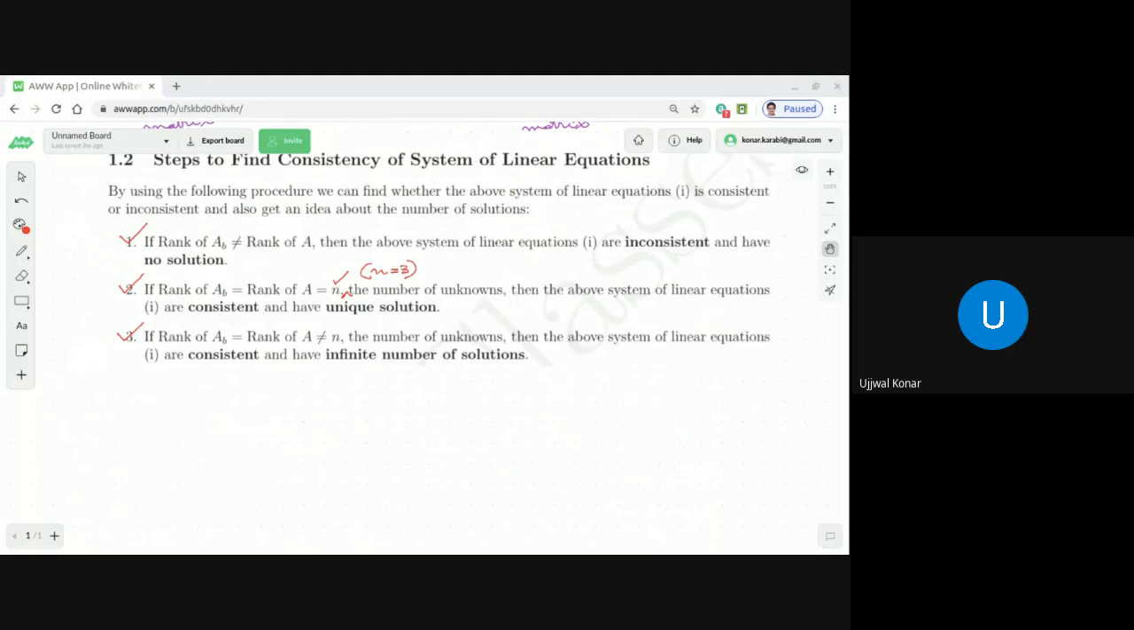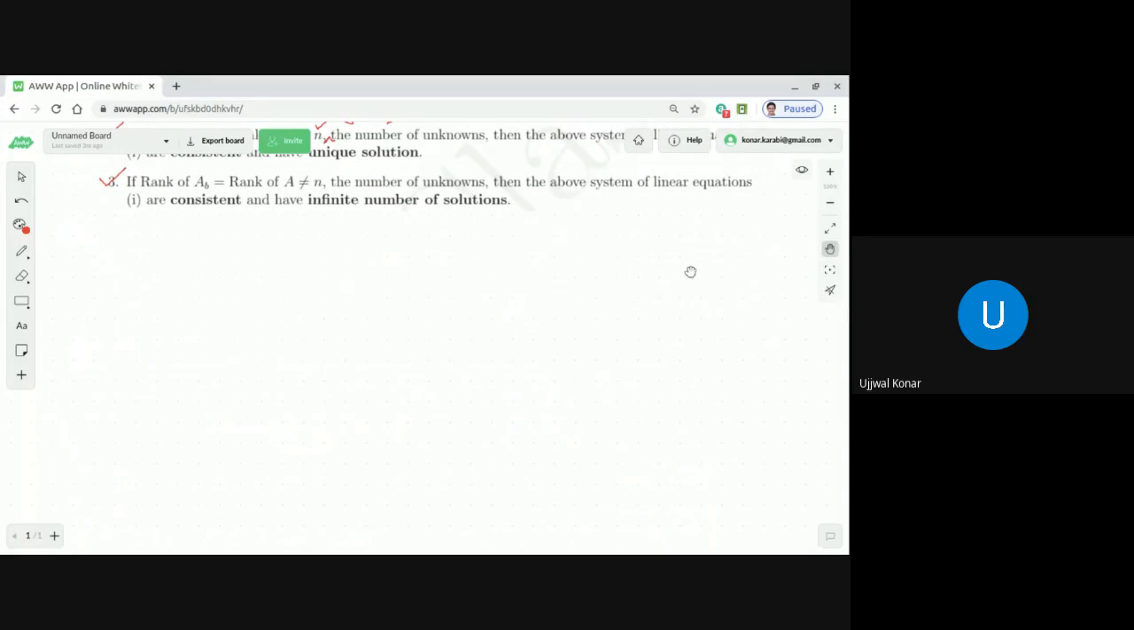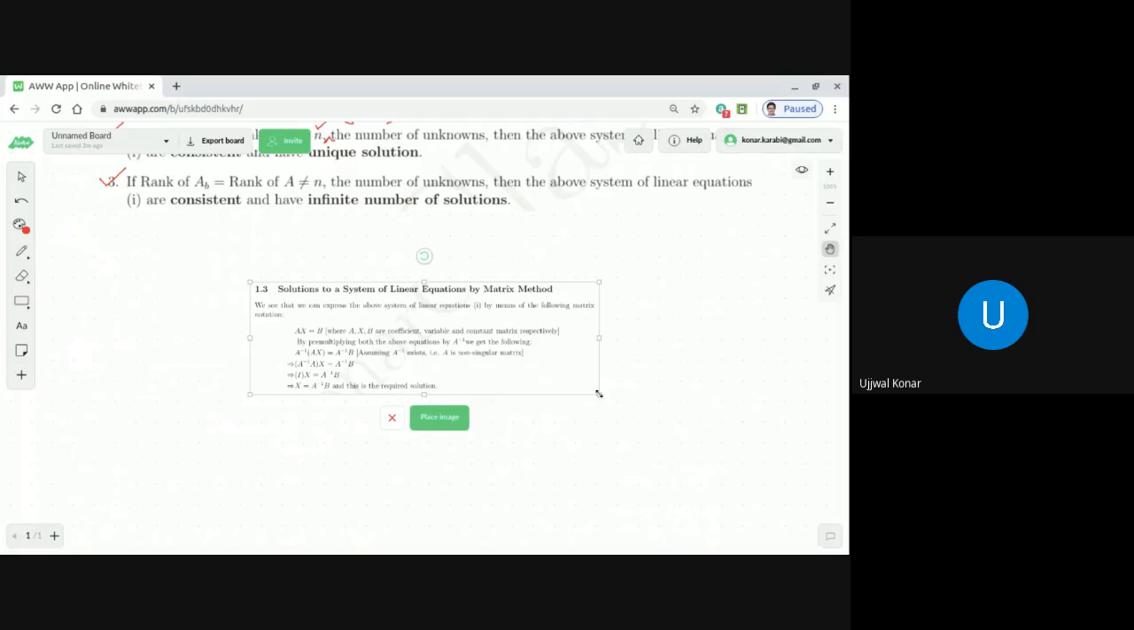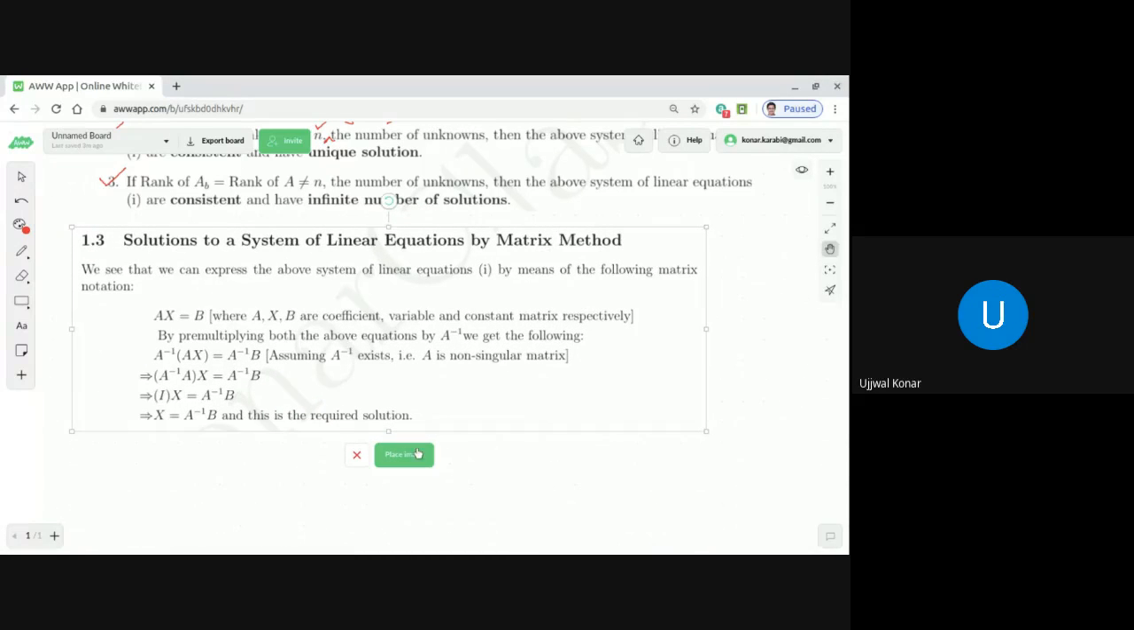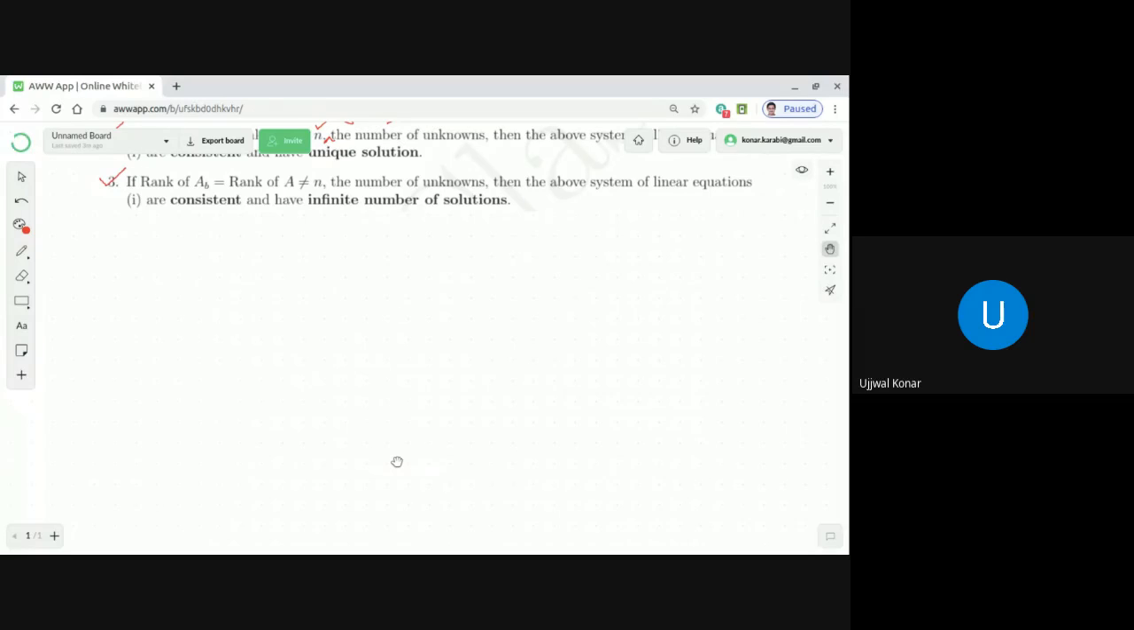So how to find the solution to the system of linear equations? That I already explained, but I'm just showing you how we can achieve it by means of this statement. So I'm just writing the generic statement from my study material, and here it is. Solution to a system of linear equations by matrix method. So what is that method, dear students?